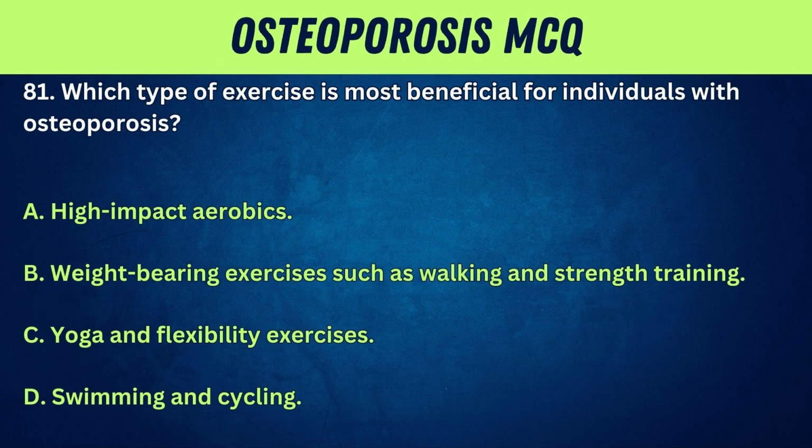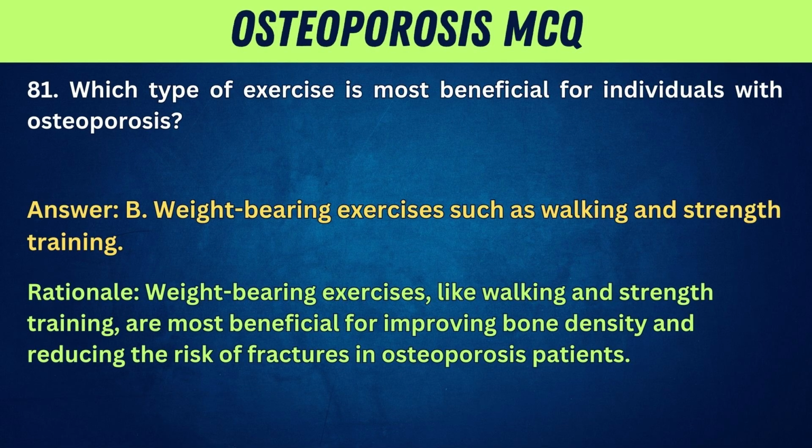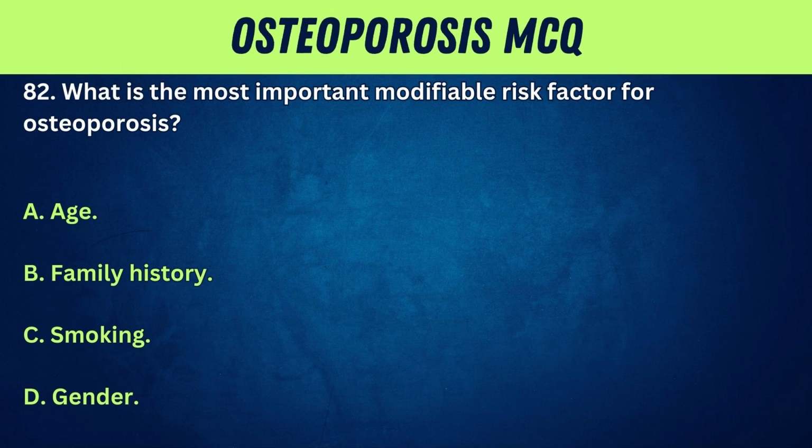81. Which type of exercise is most beneficial for individuals with osteoporosis? A. High-impact aerobics. B. Weight-bearing exercises such as walking and strength training. C. Yoga and flexibility exercises. D. Swimming and cycling. Answer: B. Weight-bearing exercises such as walking and strength training. Rationale: weight-bearing exercises like walking and strength training are most beneficial for improving bone density and reducing the risk of fractures in osteoporosis patients.